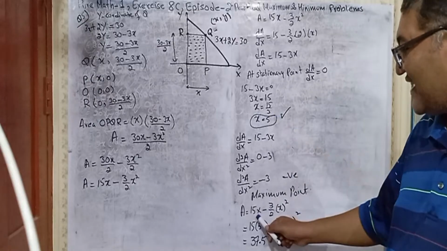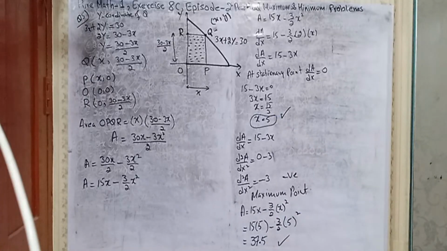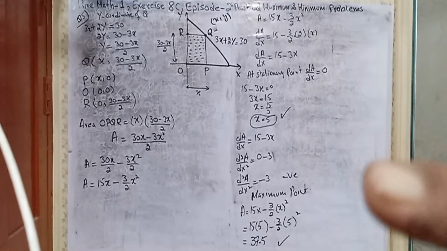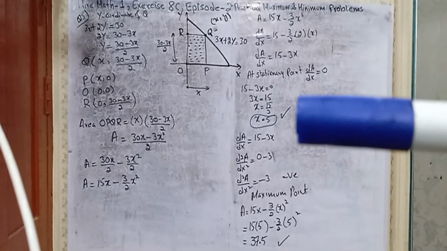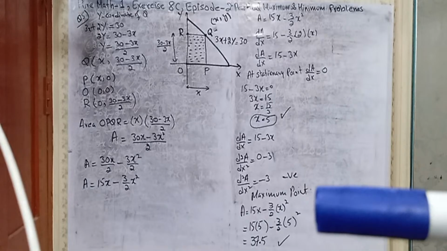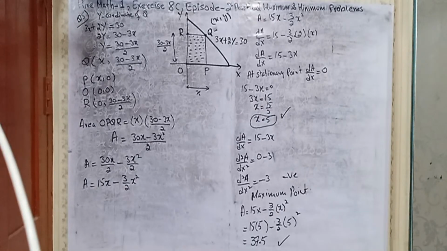This is the x value which I have to substitute here. From the book I'm reading the answer. Question number 5, part a we have to prove, and we have proved that. Then the b part, the area is 37.5 and it's the maximum area. So this is how you will do question number 5. This is the value of x which I have to put in this formula, and so you will find the maximum.